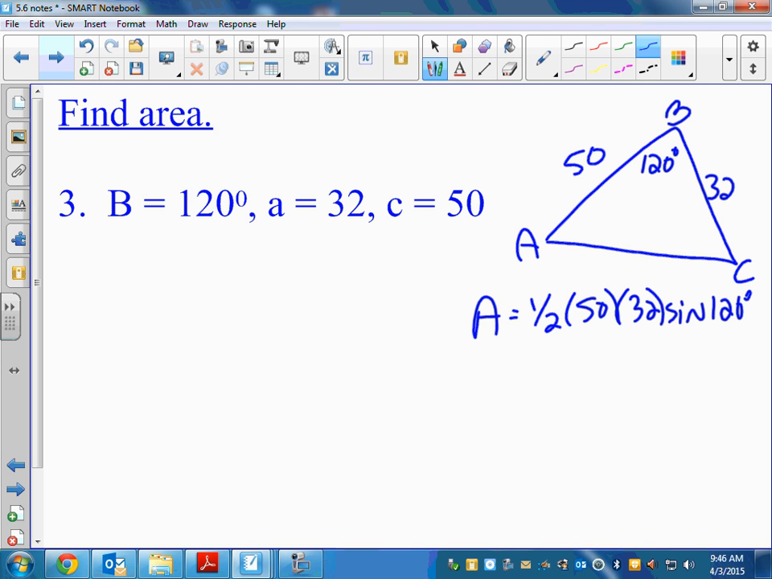Sine of 120, I could make it give me an exact answer here, right? The sine of 120 is square root of 3 over 2. Yeah, we're not quite like that at all. 649.5 square units.